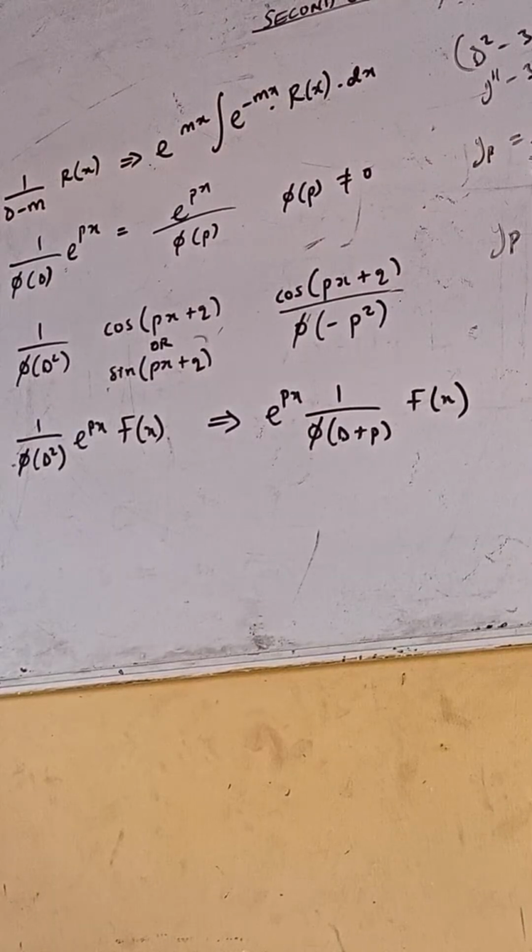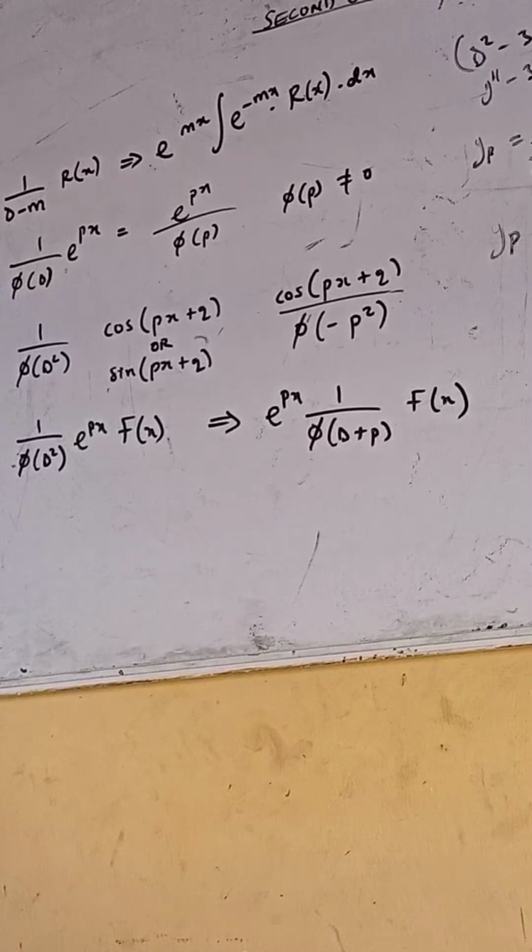This is y particular. So you can find the homogeneous part with C1 and C2, and that's all. That's what we do.